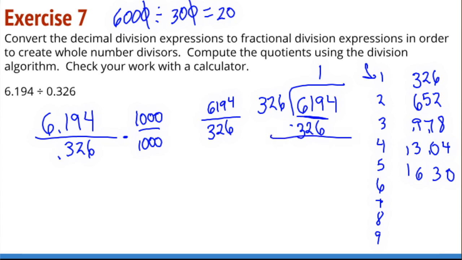326, and do a little subtraction. I've got a 3. 11 minus 2 is 9. 5 minus 3 is 2. And then I've got a 4 here. Looks like I'm going to have to go a little bit further.